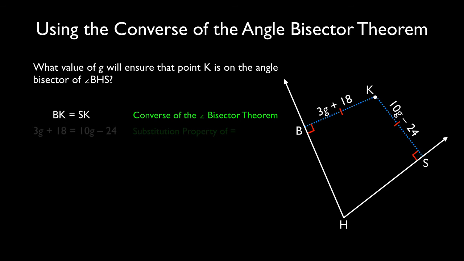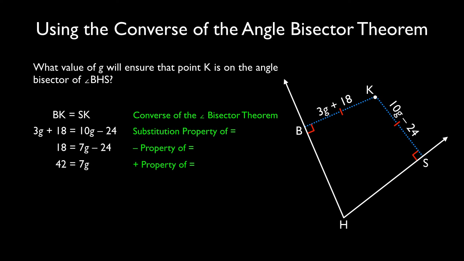So therefore, we can write an equation by substituting in the values for BK and SK. We can subtract 3g from both sides of the equation. We can add 24 to both sides of the equation, and then we can divide both sides of the equation by 7. So g has to equal 6 in order to make point K on the angle bisector of angle BHS.